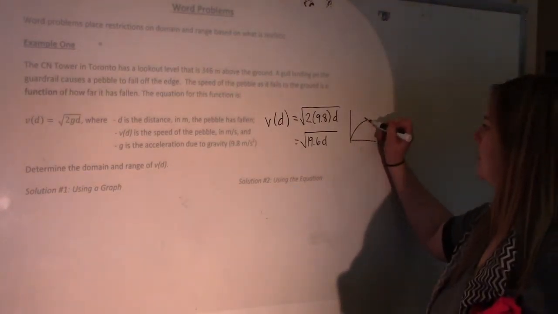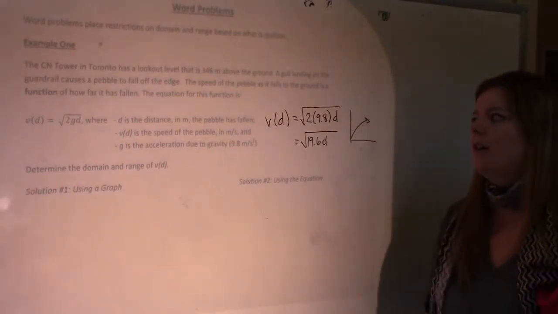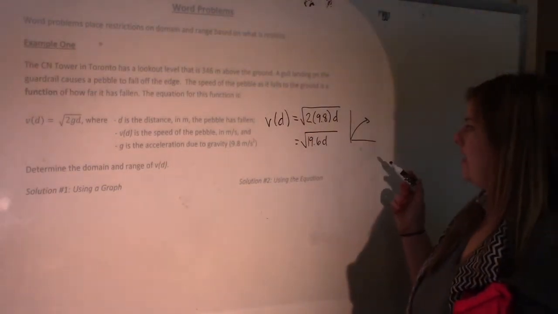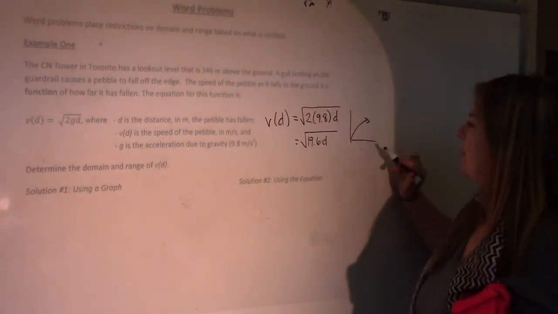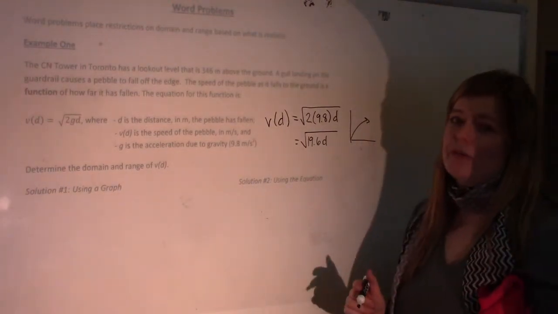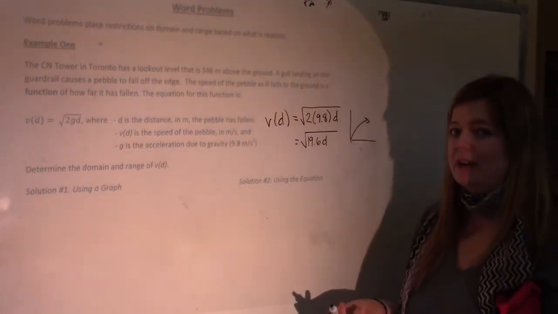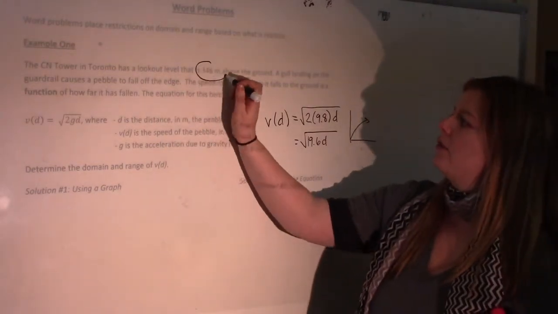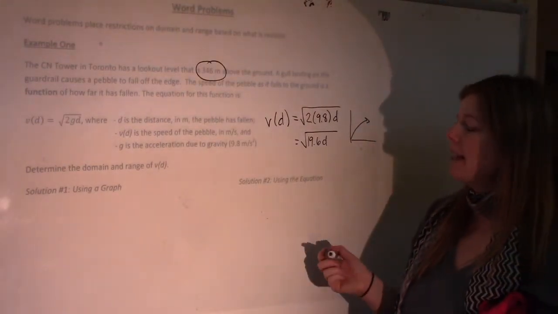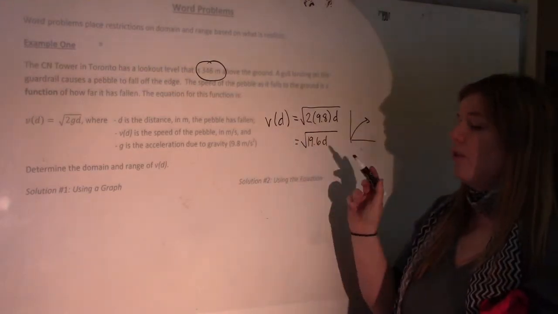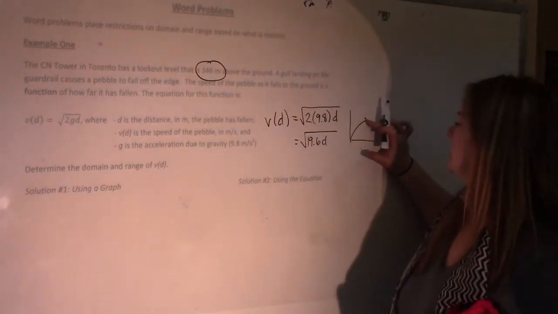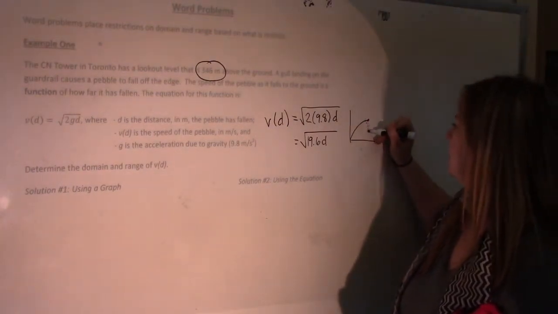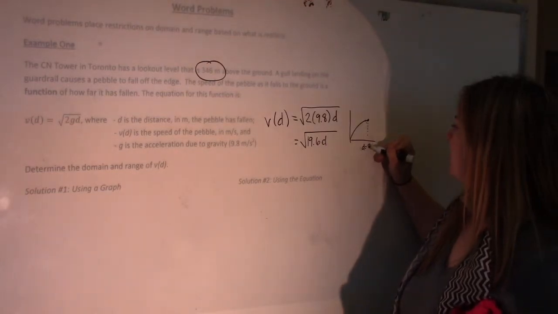So what this looks like is something like this. Okay? It's not a picture of the pebble falling off the CN Tower. It's the velocity. So as the distance gets higher, the velocity gets bigger. But you have to think about, should this arrow really be there? The arrow means that it goes on forever. Is that possible? Well, look at it. The CN Tower is 346 meters above the ground. So what does that have to do with velocity and distance? Well, that means that the greatest possible distance is going to be 396. So we have to stop this when distance is equal to 396.